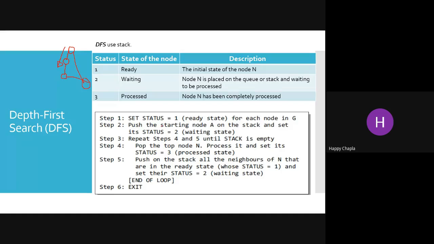Now set the status equal to 1, the ready state, for each node in G. Push the starting node A on the stack and set its status equal to 2, the waiting state. Now we have to repeat these two steps until my stack is empty. Pop the top node N, process it and set its status equal to 3. Now push on the stack all the neighbors of N that are in the ready state and set their status equal to 2.